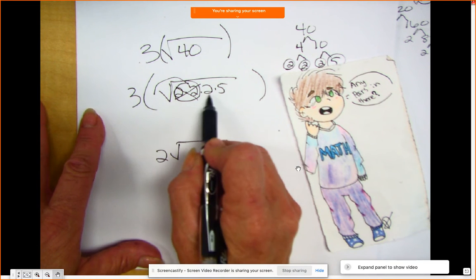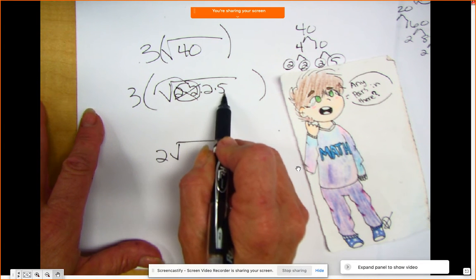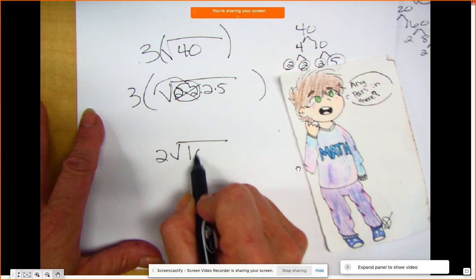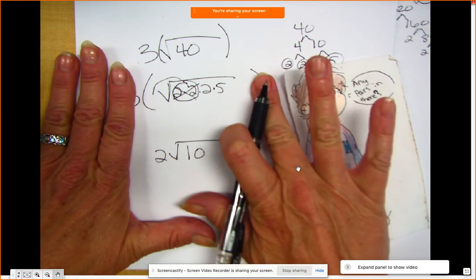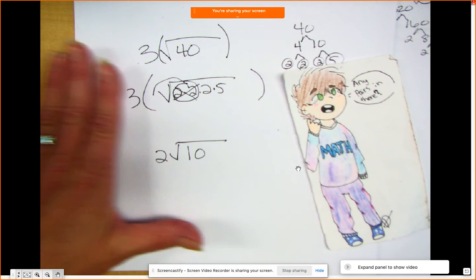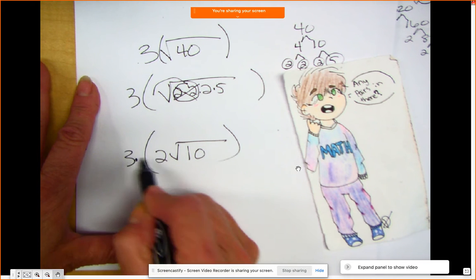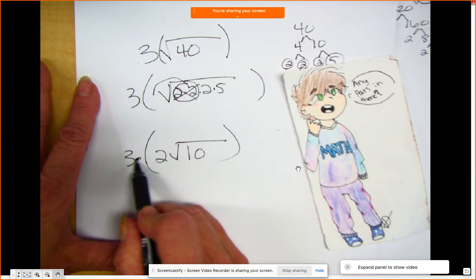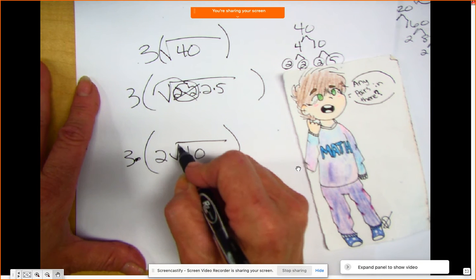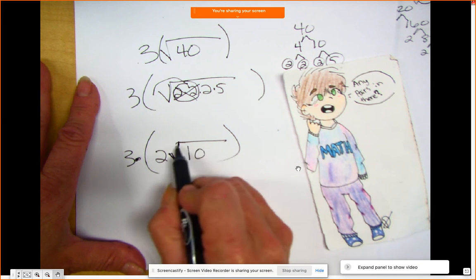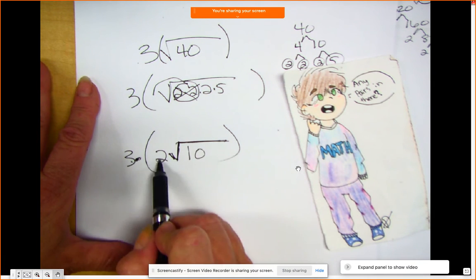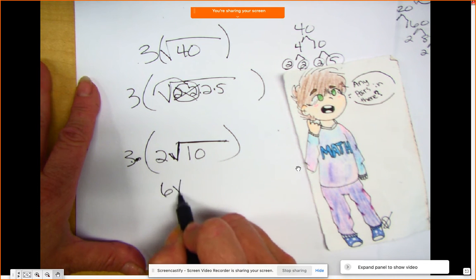Does the other 2 come out? No, it doesn't have a match, and that 5 doesn't have a match. So we just multiply them back together, and that becomes 2 square root 10. What's outside the parentheses? Well, it already had a 3 out front, so 3 times 2. You don't multiply under the radical. It's kind of like jail, kind of like absolute value. You cannot multiply through that radical, but the 3 can multiply the 2 and call it 6 square root 10.